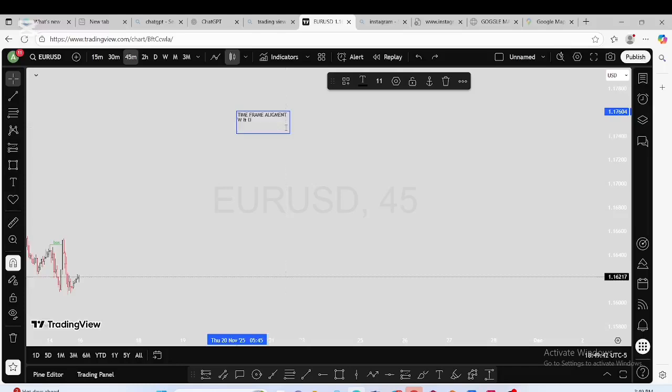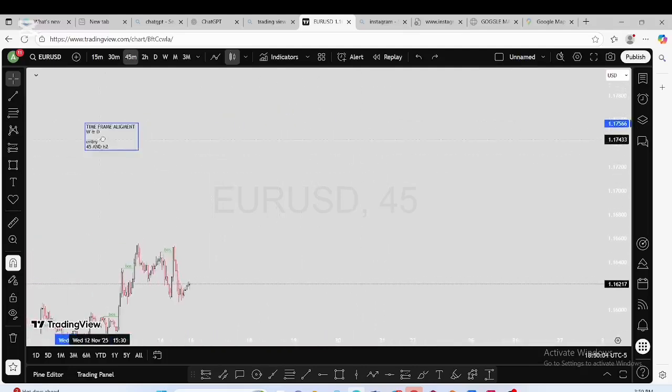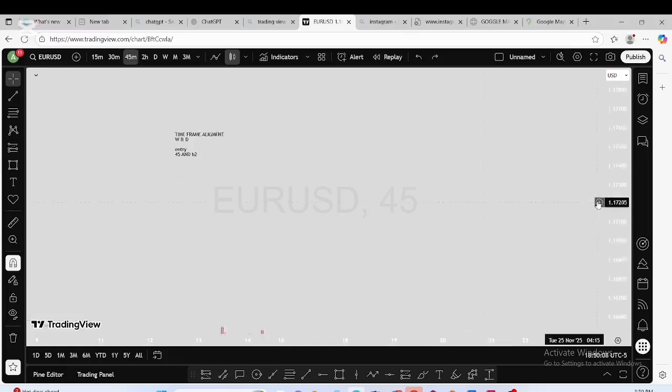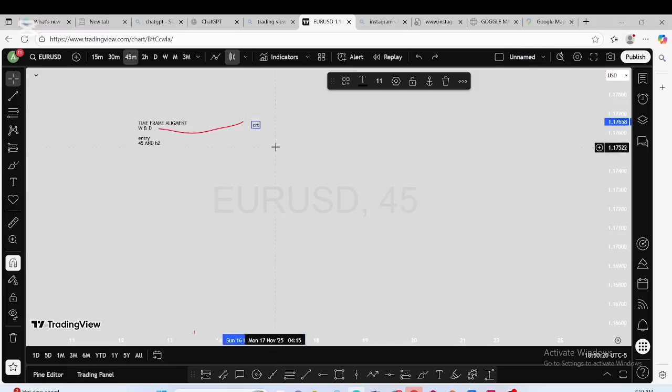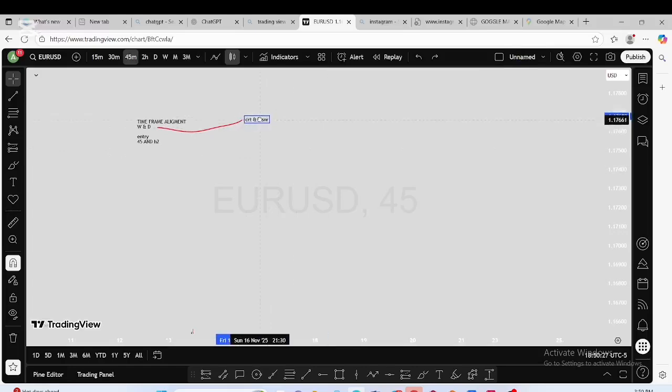And if I want to enter, like my entry, I use 45 minutes and H2, that's 2 hours. That's for entry. Entry is 45 minutes and 2 hours. And how do I build my bias on the weekly and daily? Building my bias on this weekly and daily, I use the concept CRT and also MSNR to build my bias.